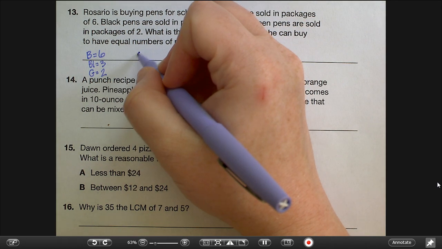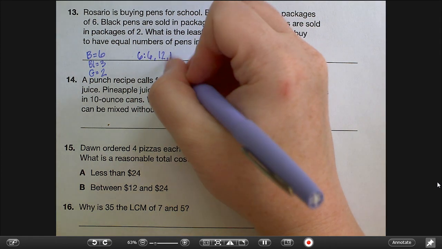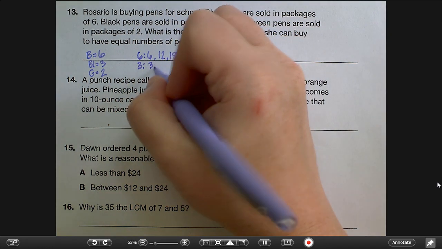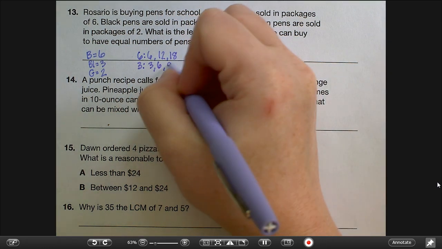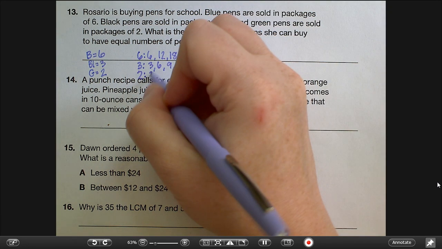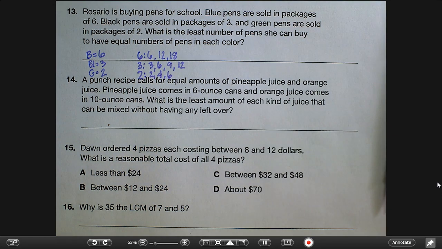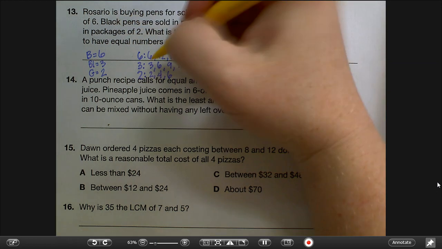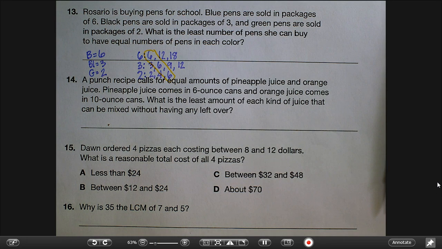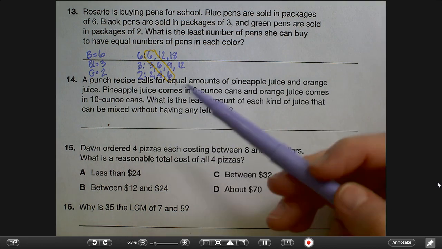Okay, 6, and then 3. I'll write the multiples here. 3, 6, 9, 12. Some of you have probably already figured this out. 2, 4, 6. There it is. That is the number they have in common. All 3 of these numbers have the same multiple in common, and that's a 6.